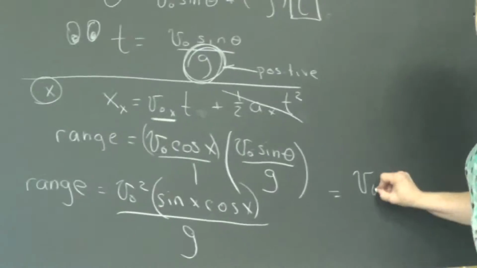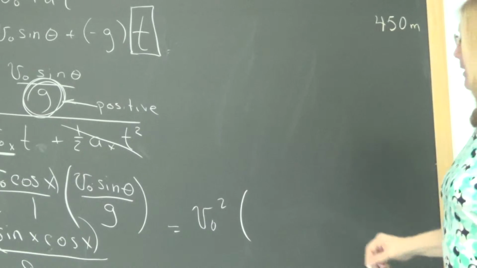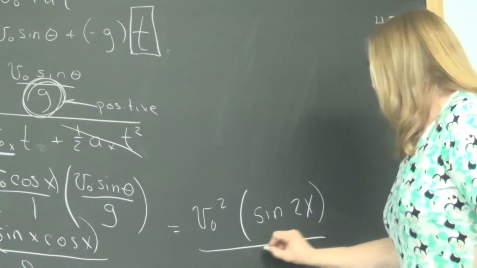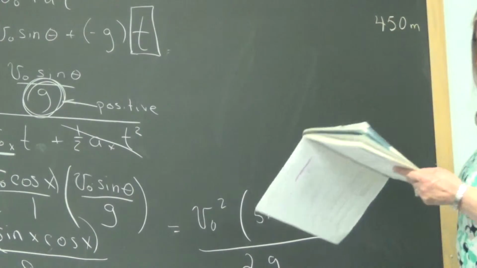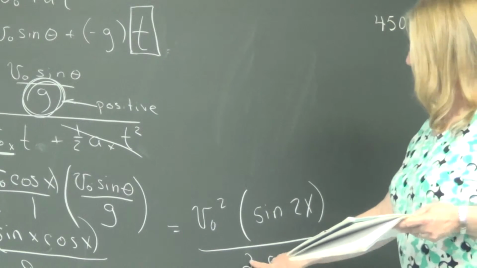So I get V sub 0 squared. And when I get the sine x cosine x, I'm going to put in sine of 2x over 2. The 2 goes in the bottom. And let's see if that's right. It's not. Almost right. My 2 is off. Sine of 2x over 2. The final has no 2 right here.